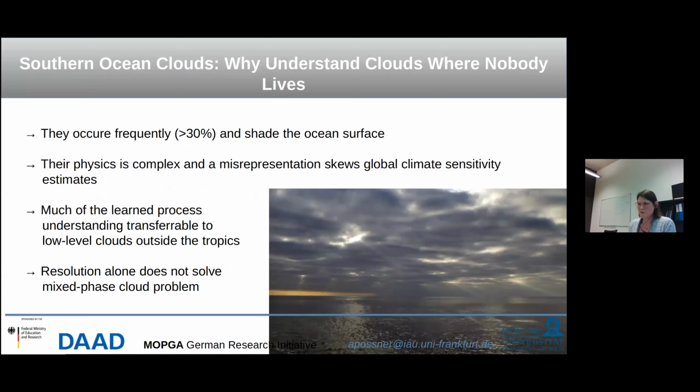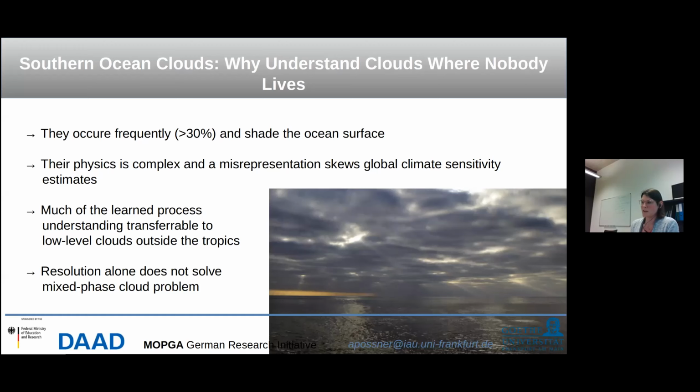So to summarize on a higher level, what I would like you to take away from this is that these types of clouds are important as they cover vast regions of the ocean surfaces and provide shade. I think I've shown you that their physics is complex, and their misrepresentation really skews our estimates of global climate sensitivities. And a lot of the processes that we learn in the Southern Ocean are also applicable to clouds in other regions of the world, Northern Hemisphere, extratropics, as well as the poles.